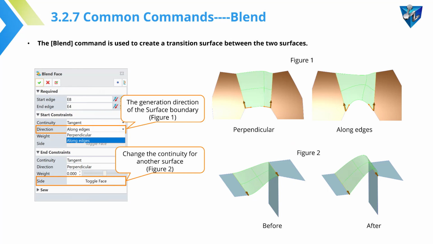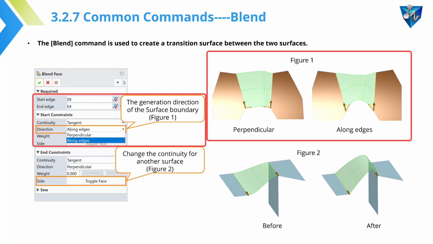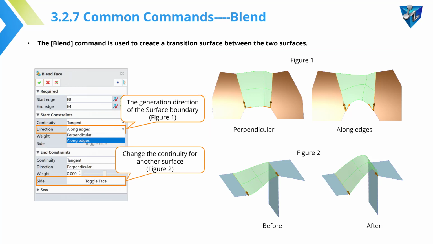Next, I want to introduce the blend command. It is used to create a transition surface between two surfaces. You can see on this PowerPoint, there is a direction option. It is different from other commands that need to select the axis. There are two types under this option. They are perpendicular and along edges. You can select based on your requirements.